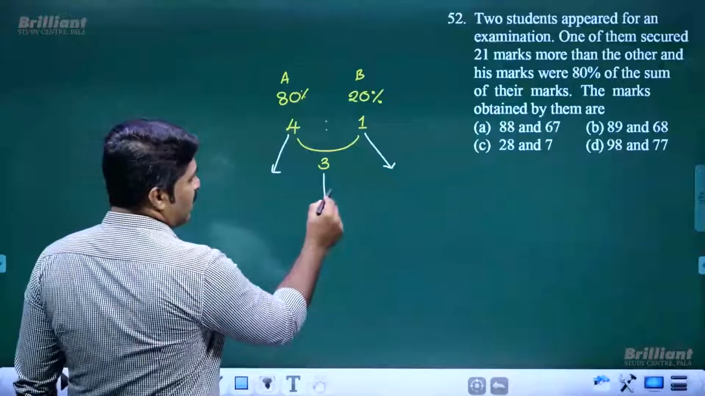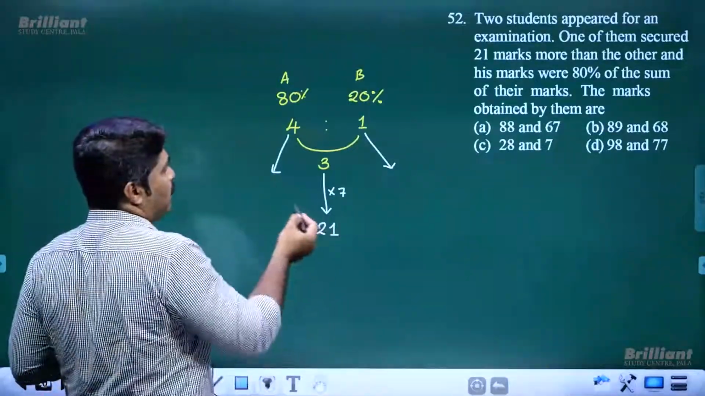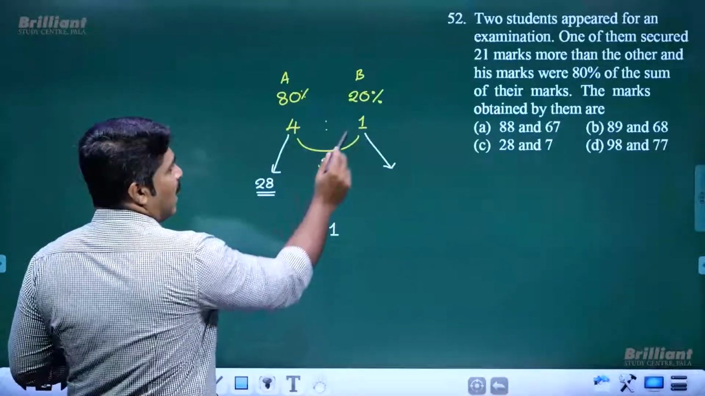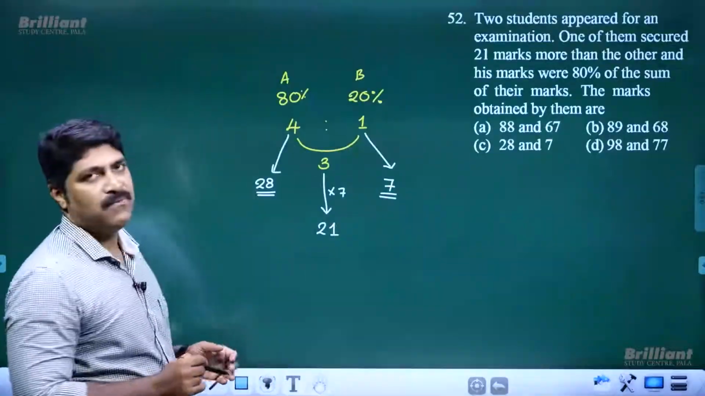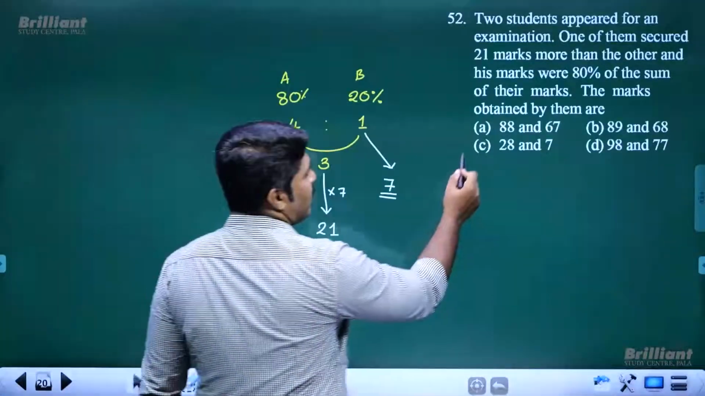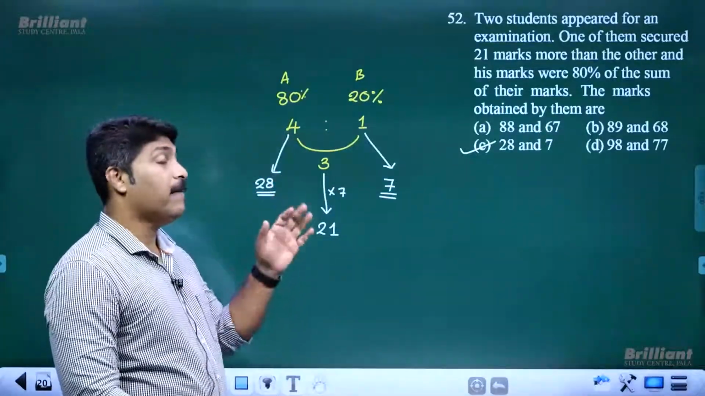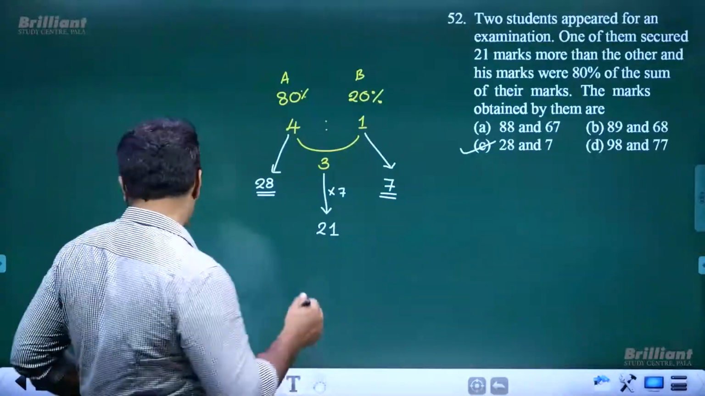Here we know that 3 into 7 will be equal to 21. So this is 4 into 7, that is 28. And this is 1 into 7, that is 7. So the scores of these two students are 28 and 7. Is it easy? So here you learn this method to find the ratio of given scores. That's an important trick.